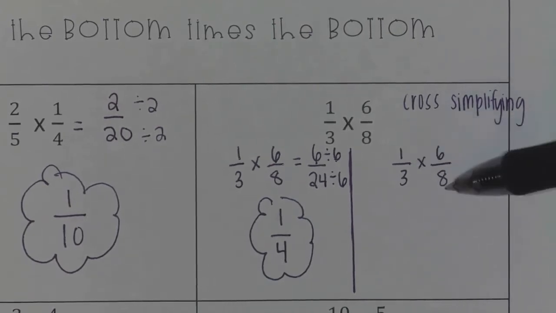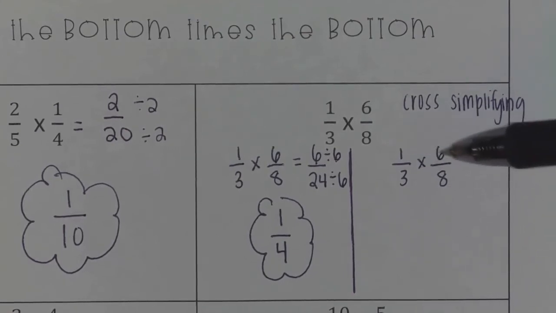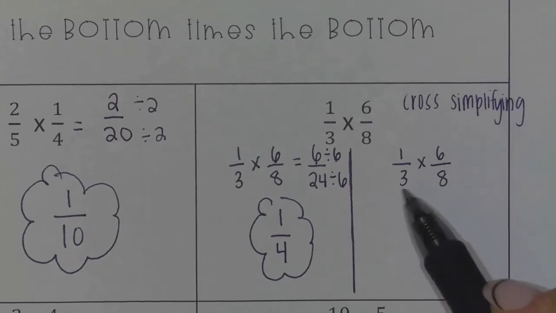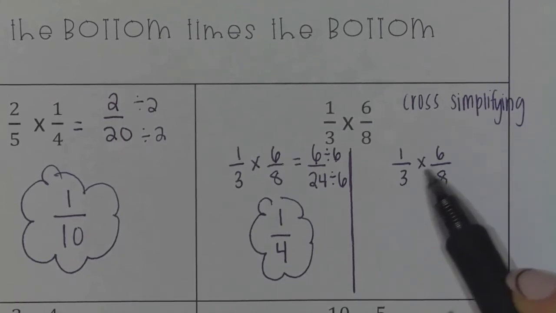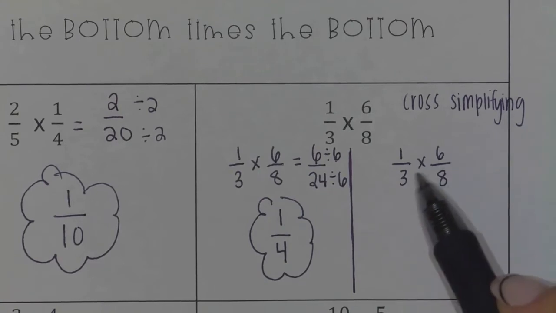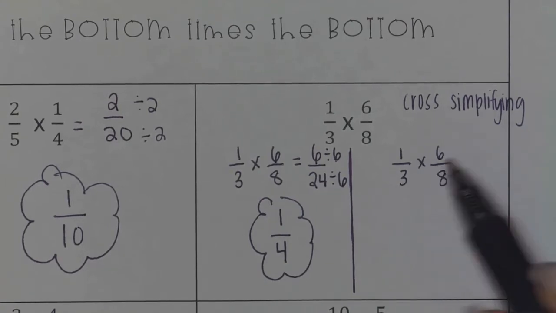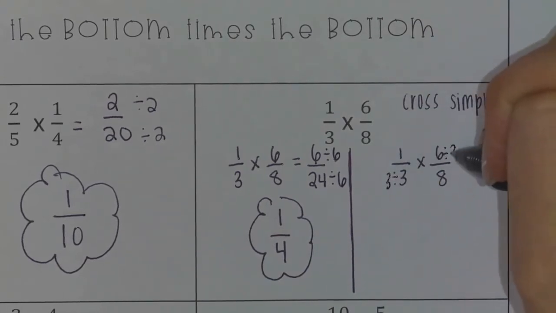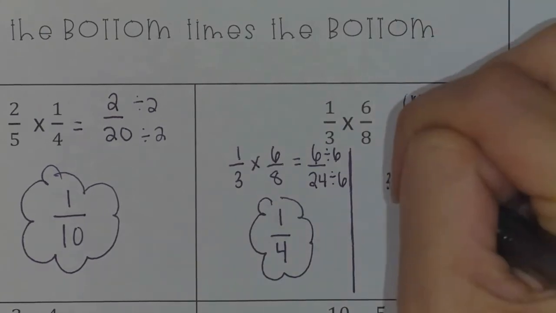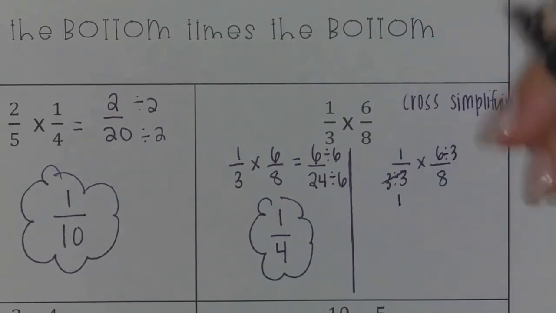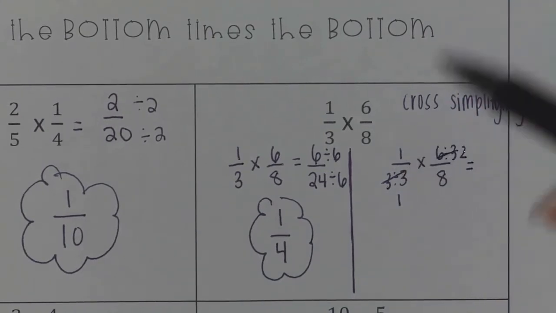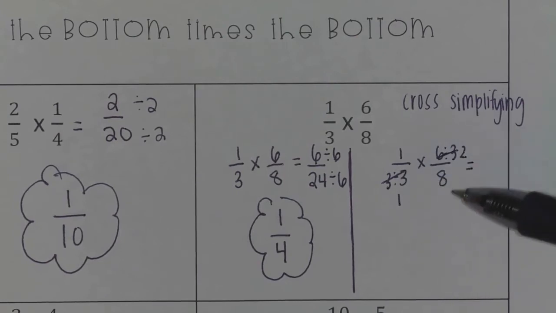So in this example, 1 and 8, those are diagonal from each other. So I would look at those two to see if they have any factors in common. 1 and 8 don't have any factors in common. But if I look the other way, 3 and 6 are across from each other, and they do have a factor in common. Both 3 and 6 are divisible by the factor 3. So I have 3 divided by 3 would give me 1, and 6 divided by 3 would give me 2. So now it looks like 1 over 1 times 2 over 8.